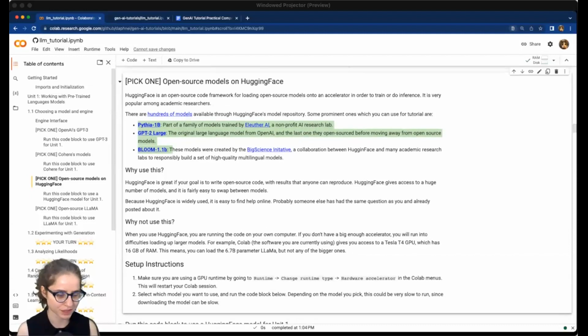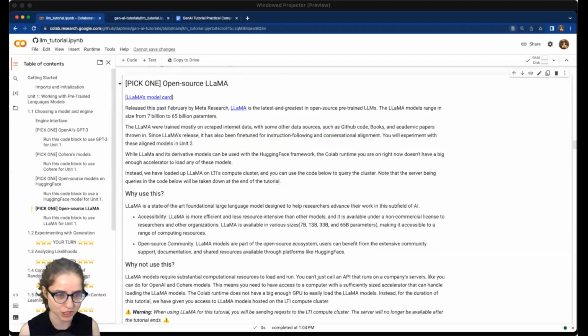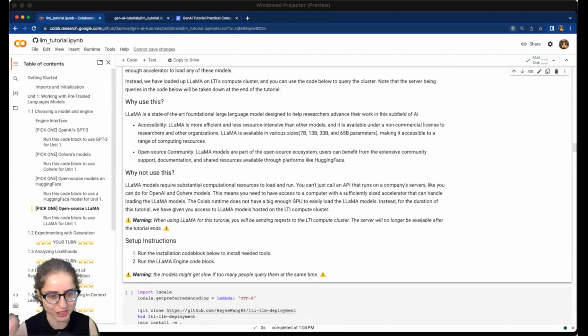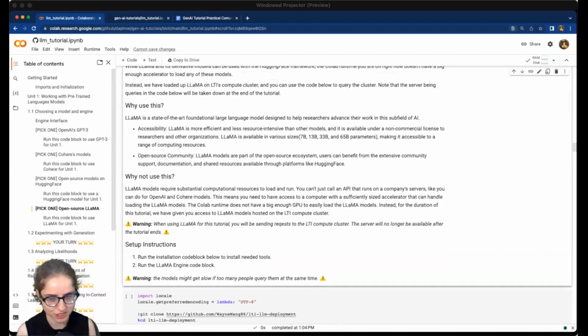And finally, the state-of-the-art large open source model right now is Llama. Unfortunately, Llama is too big to fit into this Colab runtime, into the Google Cloud runtime that you're given. And so instead, we have created a server on the LTI compute cluster. If you want to run the open source Llama, you can use the server that we have on the LTI compute cluster to use the latest and greatest of open source language models. And those are the instructions here for that.